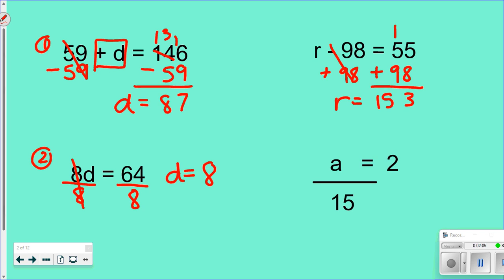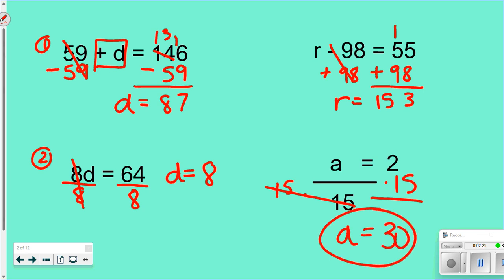Now down below, this is the one where a lot of us had problems yesterday or the other day. It says A divided by 15 equals 2. Now, since I have division going on in the problem, I have to multiply to undo. So I'm going to times by 15 here, and I'm going to times by 15 here, and I would have A equals 30. Okay? Hopefully this rings a bell because we're going to be doing this again today.